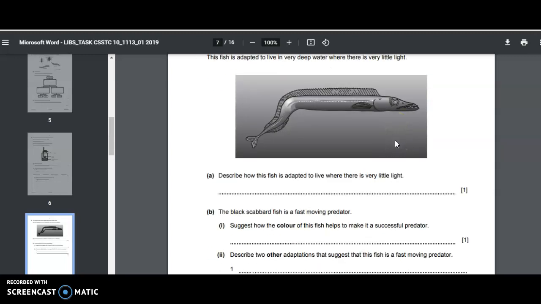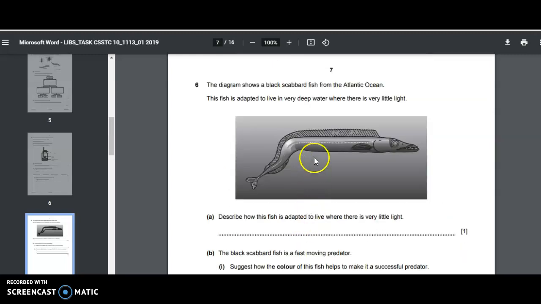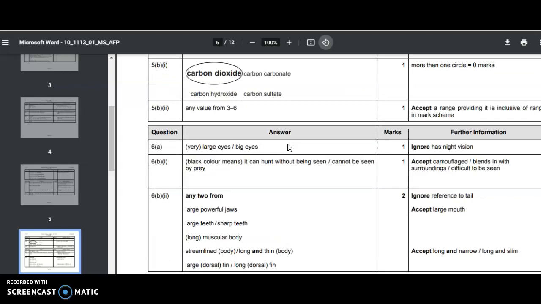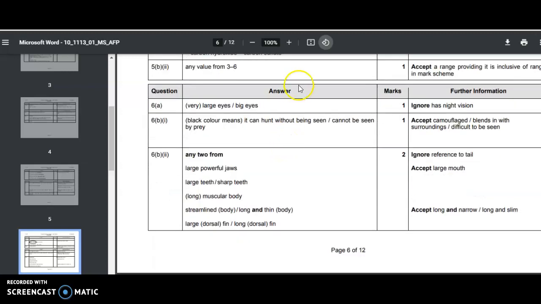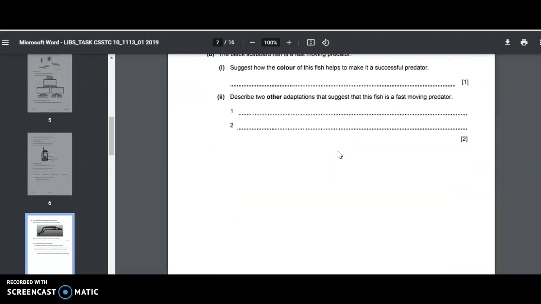And then suggest what color the fish would need to be a successful predator. Well, it said dark. So a dark colored fish, like black, would make it a good predator. And then describe other two adaptations that would make it move fast. Well, it definitely has a streamlined body, so there's not much for wind resistance or anything like that. And furthermore, it has a powerful jaw. It also has a muscular body that would help it.